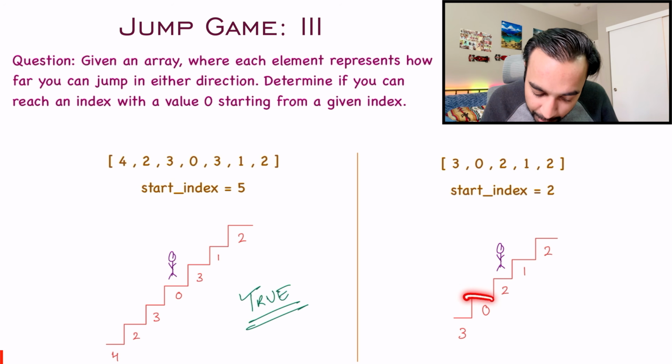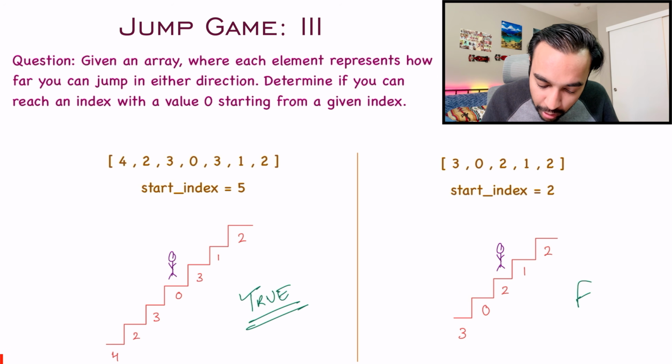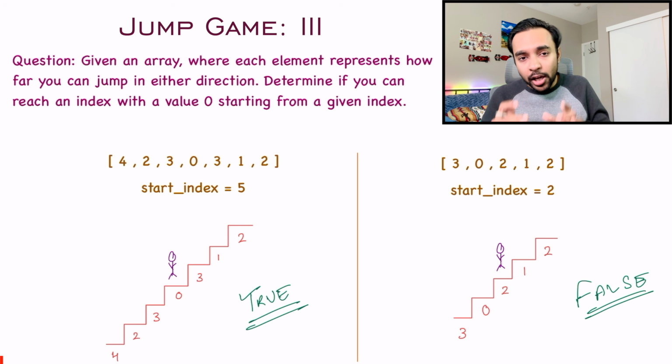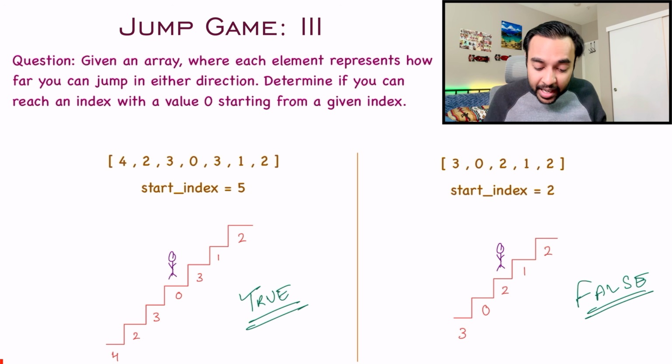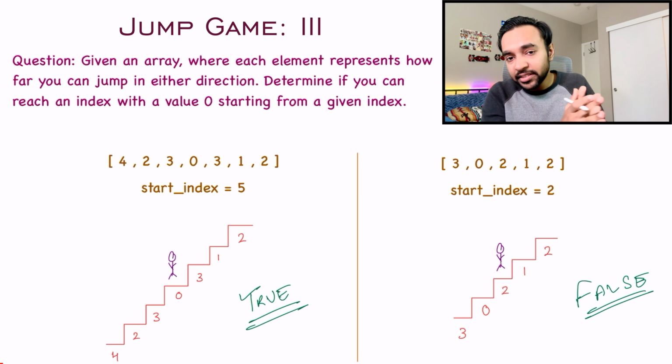You will never be able to reach a 0. So for this particular test case, you need to return false as your answer. So that is all you have to do in the problem. You just have to tell me, hey, is there a way that I can reach the step which has a value 0? If yes, return a true, else return a false.